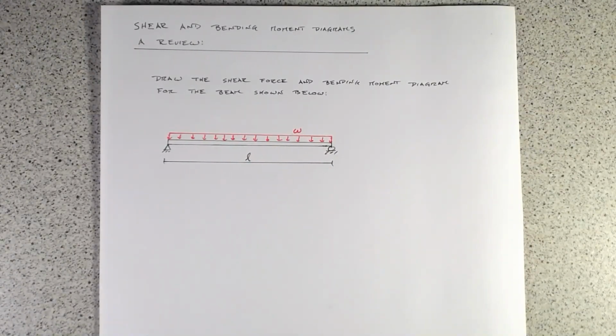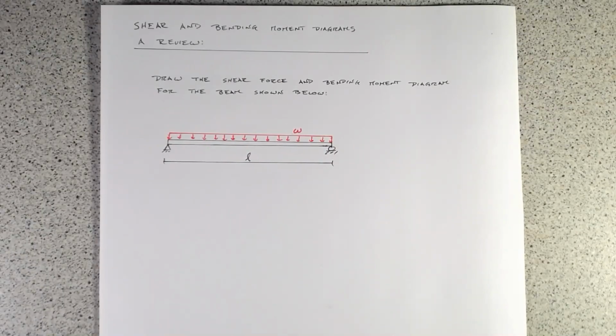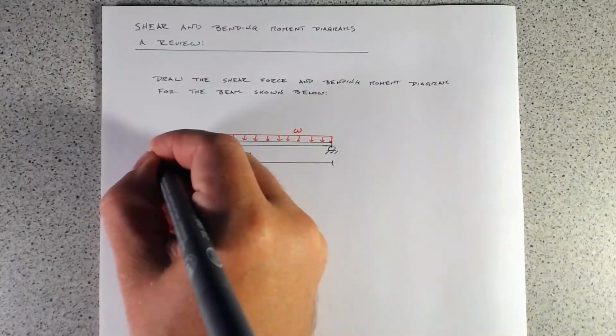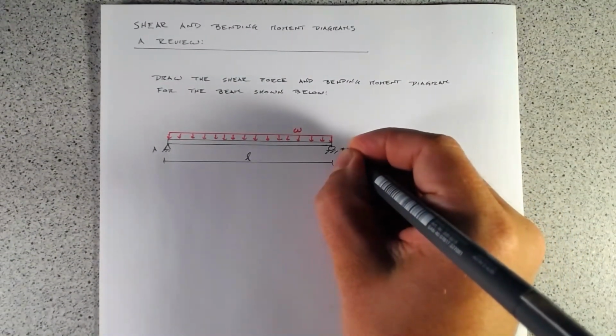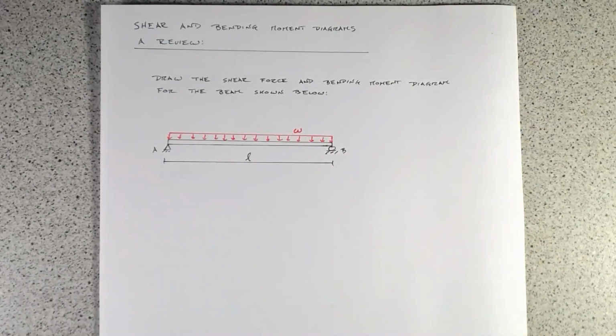And so we're going to jump into it with this example here where I have a simply supported beam with a uniformly distributed load. And what I need to do is draw the shear force and bending moment diagram for this beam. So if we're going to do this first, let's put just some quick labels on here. Let's call this reaction A, this reaction B.